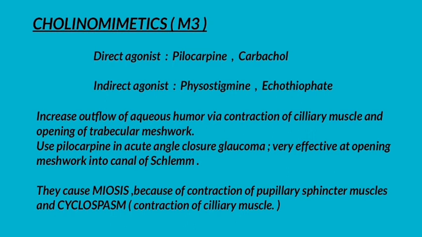They increase outflow of aqueous humor via contraction of the ciliary muscle and opening of the trabecular meshwork. Use pilocarpine in acute angle closure glaucoma, very effective at opening the meshwork into the canal of Schlemm. They cause miosis because of contraction of the pupillary sphincter muscles and cyclospasm, contraction of the ciliary muscle.